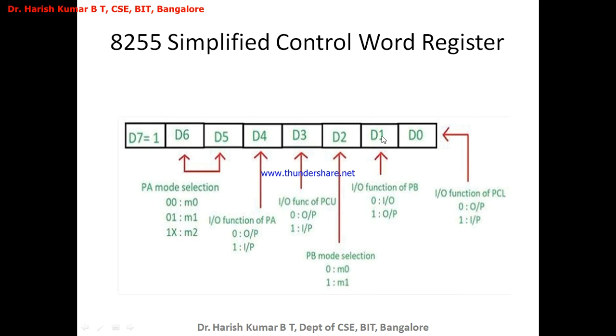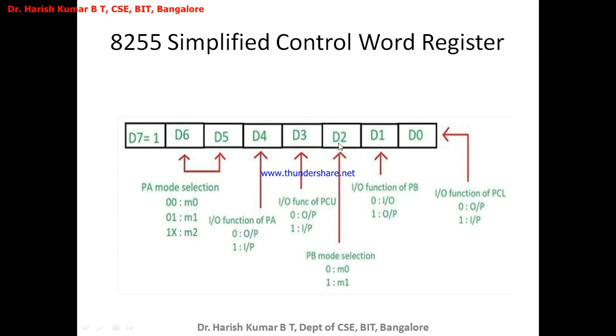Now how do I make port B as an input port? By making it as output port, by making this bit 0. How do I make port B as input port? By making this bit as 1. And similarly, the next bit D2 is reserved for the mode of port B.